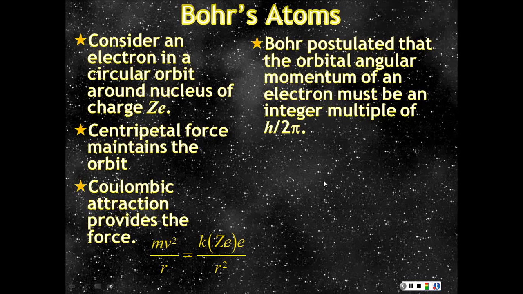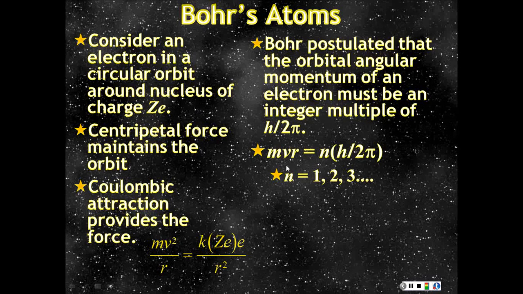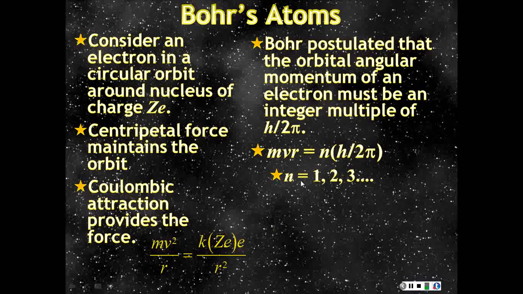Now, what Bohr said was, let's make it quantized. That is to say that you can only have an angular momentum that is an integer multiple of h over 2 pi, which is h bar. So basically he said, you've got this constant, and your electron can only be integer multiples of that constant. And we know that angular momentum is mvr, and that has to be some number n times h bar, where n is 1, 2, 3, whatever.